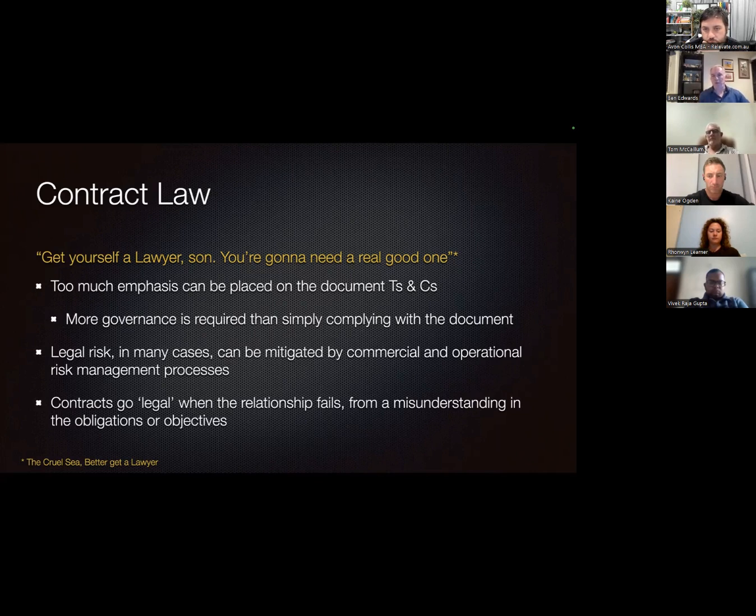That turns over to an operational context, and it goes down to the delivery of it. And when the contract comes back out of the drawer, it's probably already too late. So contracts usually only go legal when the relationship fails. And that's usually from a misunderstanding or non-compliance with the obligations or objectives from one or both parties. And so bringing it back to the relationship is key before it goes back to the document. Helps protect the contract and ergo the business.